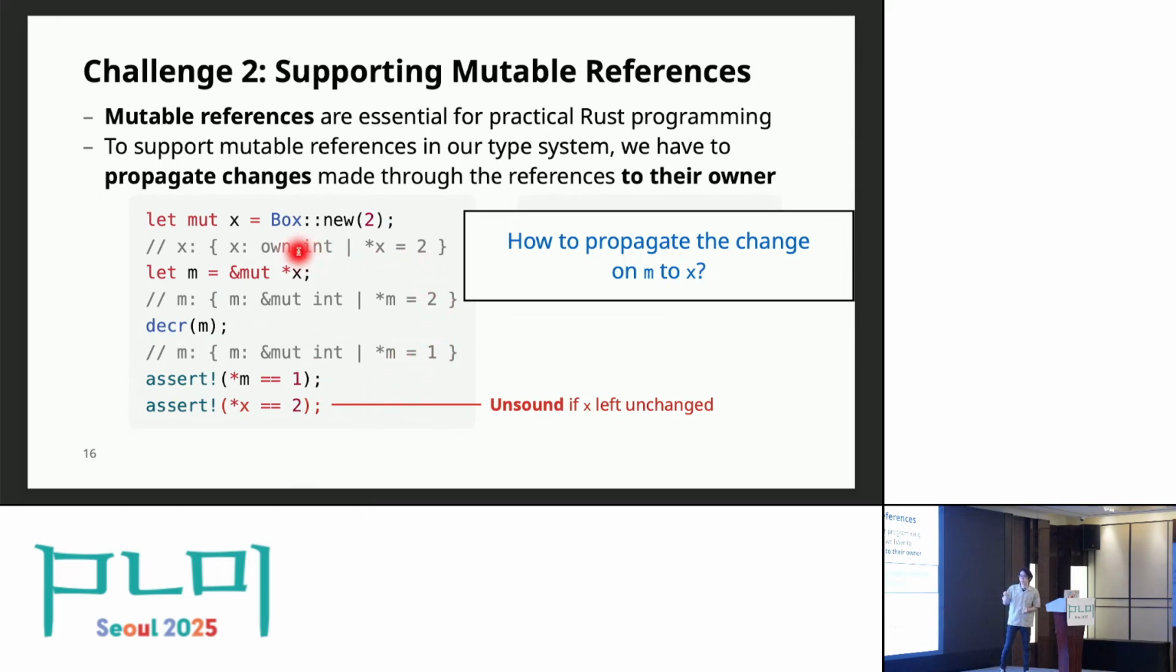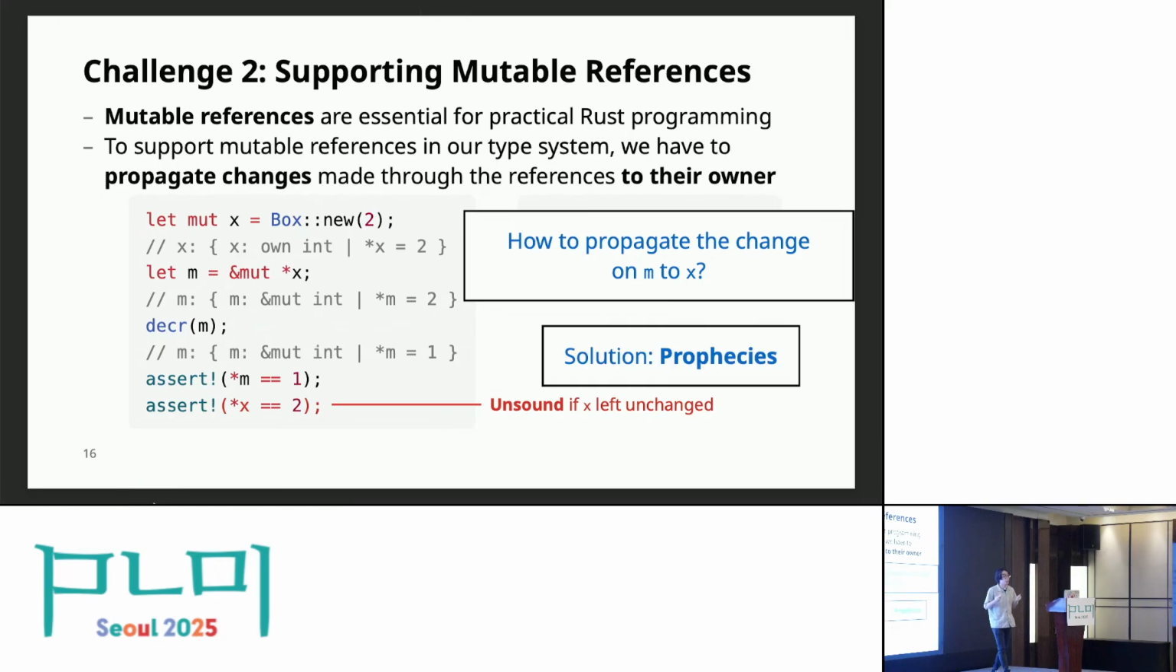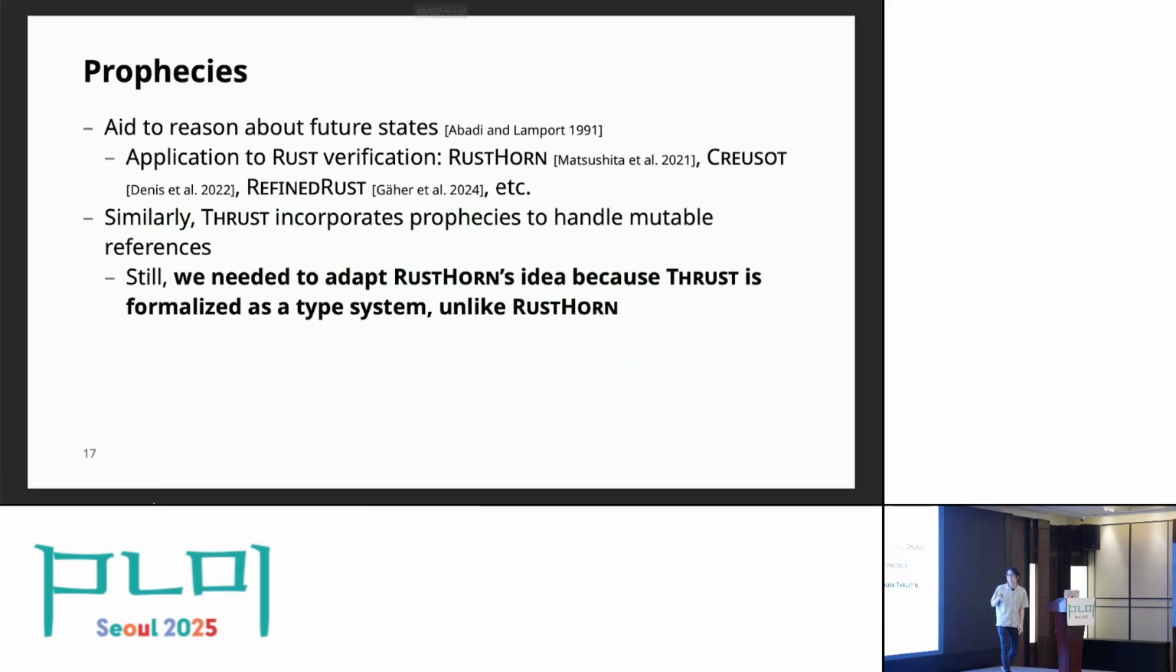So this is actually very challenging because we didn't even have any occurrence of x between this mutation and this read. So we have to propagate the value this way, in a backward way. So this is where the prophecy comes into our type system. Prophecies are a way of reasoning about future states, and several large verification tools have adopted prophecies for their own verification, and similarly, RustHorn incorporated prophecies to handle mutable references. Still, we need to adapt that idea because Thrust is type system-based formalization, while the prior work, RustHorn, is not.